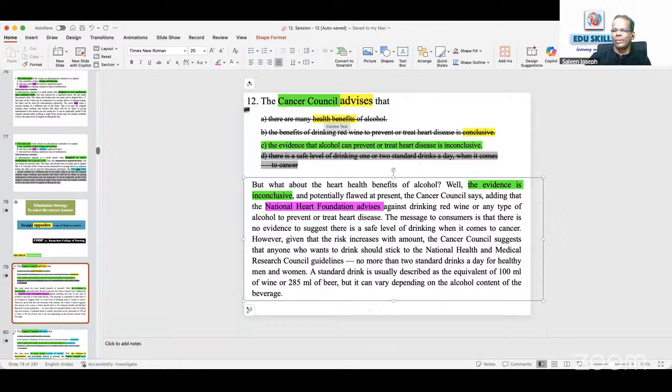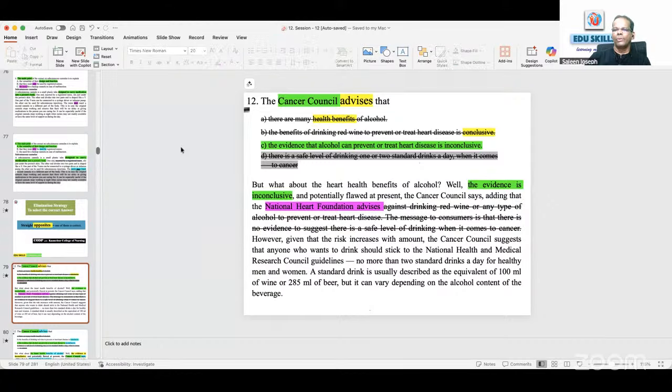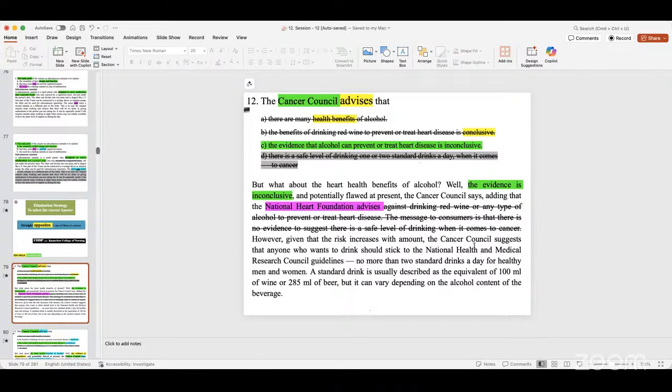The message to consumers is that there is no evidence to suggest there is a safe level of drinking when it comes to cancer. This is not required, because we are not bothered about the suggestion or advice of the National Heart Foundation, but we are concerned about the Cancer Council. However, given that the risk increases with the amount, the Cancer Council suggests. However, is there, right? So what to do?